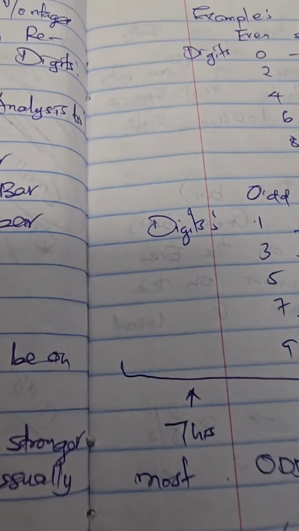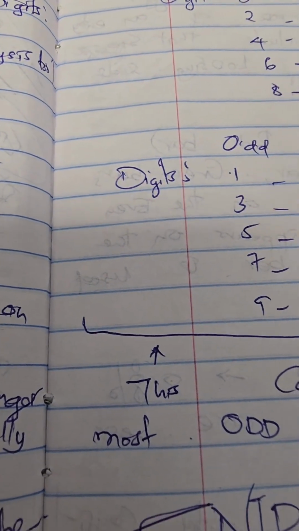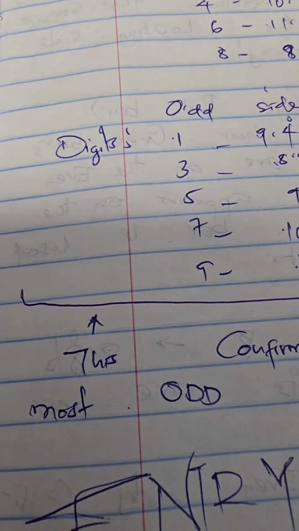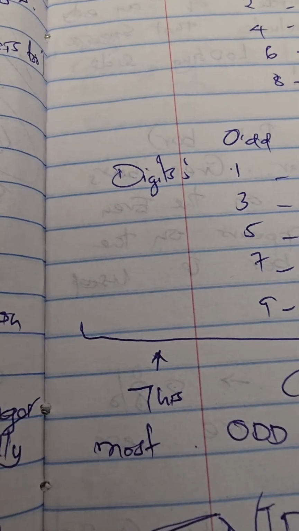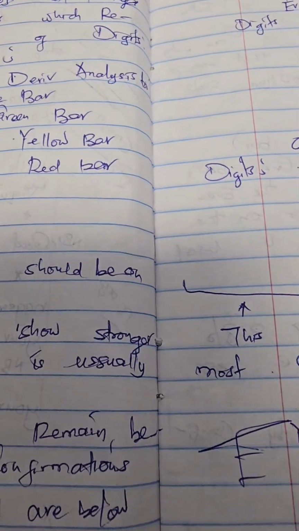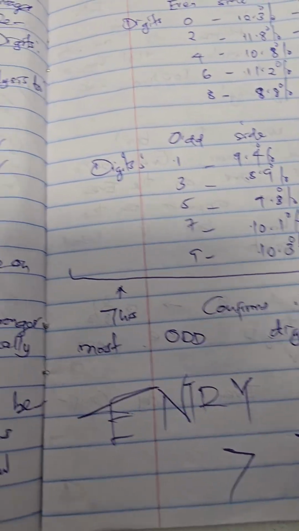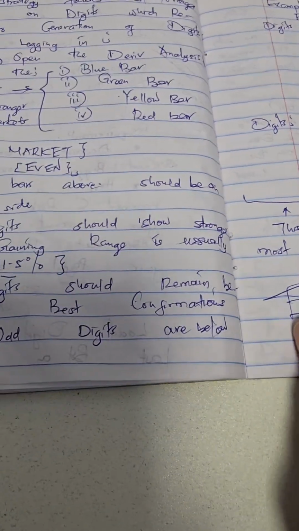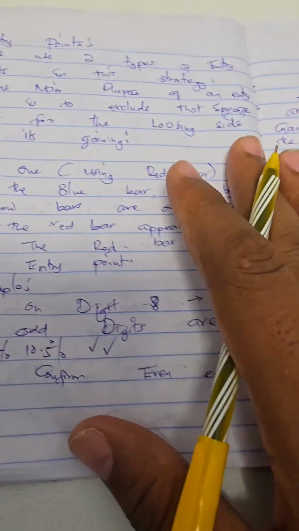Now on the odd side maybe upate 1, 3, 5 ziko na hizi percentages 9.4, 8.9. Then the yellow bar, which is the second least, iko na 8.9%. Now this one confirms an even strength because most odd digits are below 10.5%. Now let's go to the entry points. We finalize this. Imagine this is a simple and very perfect strategy.